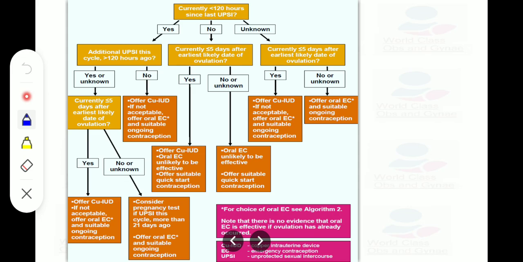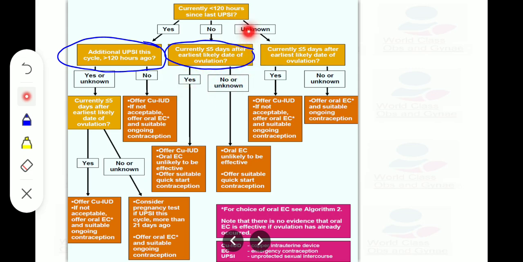Now, this chart from the FSRH guideline about emergency contraception is very important. First we ask if the patient is currently less than 120 hours since the last OPC, with additional OPC this cycle more than 120 hours ago. If that is the case, we follow this algorithm. But if not, meaning more than 120 hours since the last OPC, then we see whether she is currently less than 5 days after the earliest likely date of ovulation, and follow this algorithm.